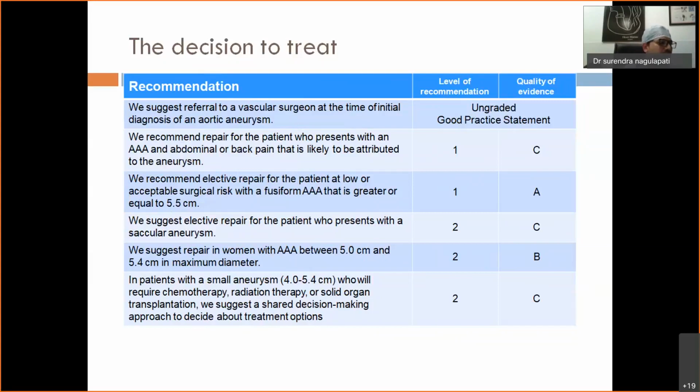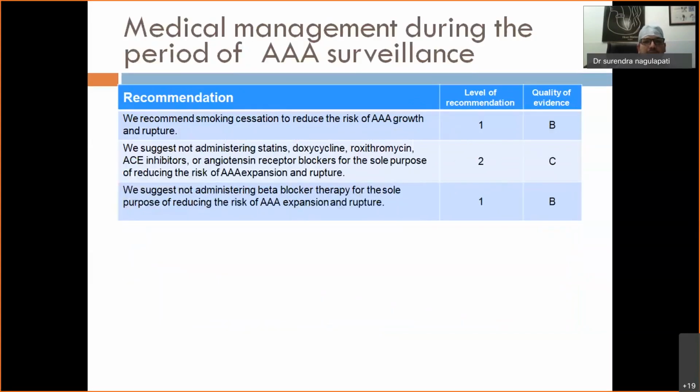In patients with a small aneurysm, like 4 to 5.4 centimeters, who require chemotherapy, radiation therapy, or solid organ transplantation, they suggest shared decision making along with the involved groups before suggesting a treatment option. And for medical management, they recommend smoking cessation to reduce the risk of aneurysm growth and rupture. And they suggest not administering statins, doxycycline, roxithromycin, or ACE inhibitors or angiotensin receptor blockers for the sole purpose of reducing the risk of aneurysm expansion and rupture.